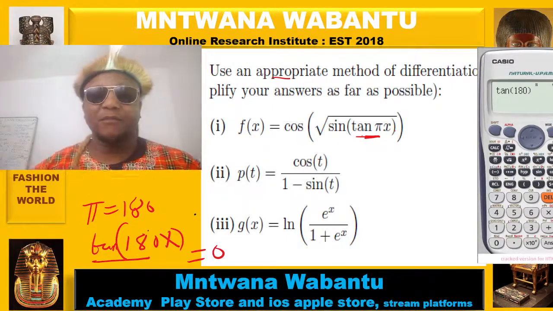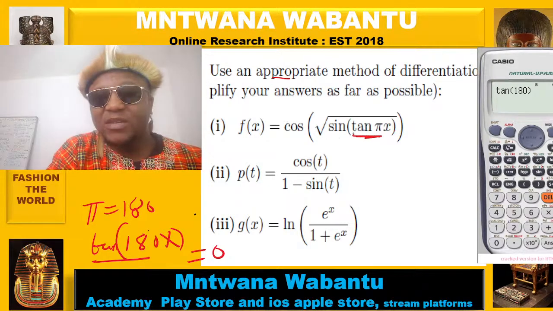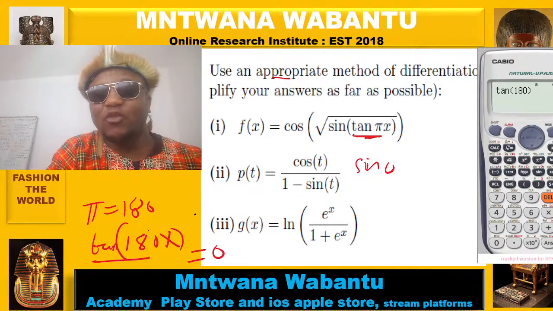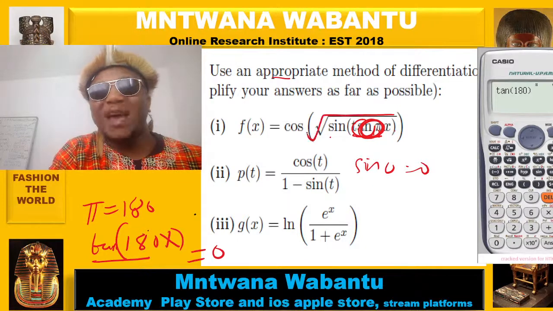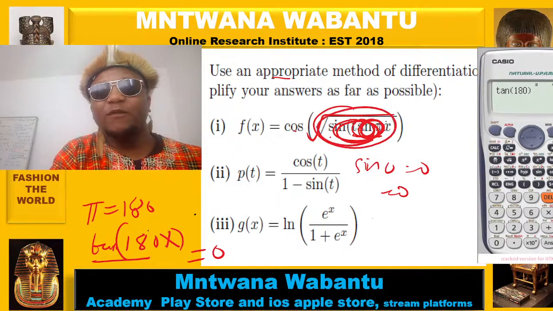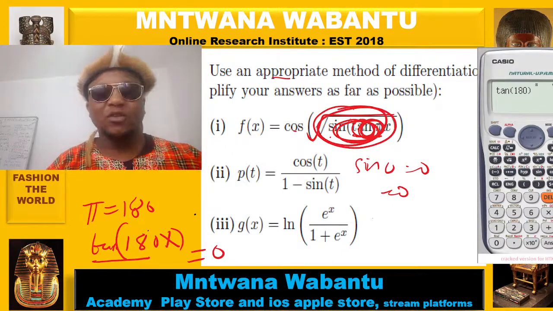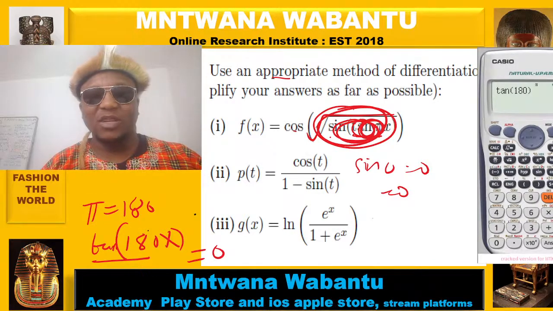So then we're going to say this is going to be 0. So it's like saying sine of 0, because all this is 0. So sine of 0 equals 0. Plug it in the calculator, sine of 0 equals 0. So then we're going to have the square root of 0. What is the square root of 0? The square root of 0 equals 0. So then it means we only have cos of 0. What is cos of 0? Cos of 0 equals 1. You can plug it in the calculator, you see cos of 0 equals 1.